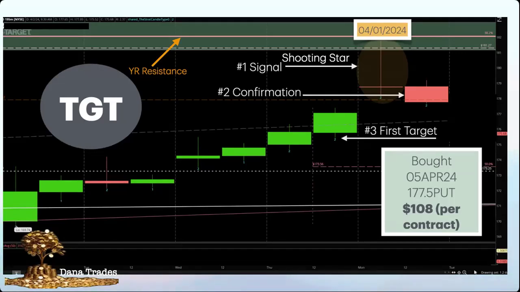I also predefined my risk in that the amount I paid for each contract was about $108 plus fees for each contract. This was the maximum I could potentially lose on the trade. Recall from Module 1 that predefining risk is a benefit of options trading.